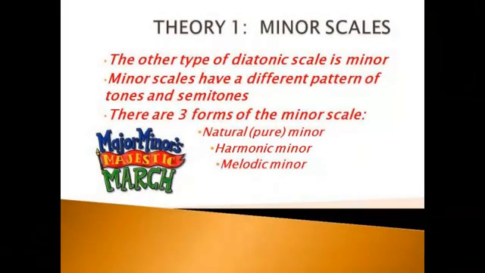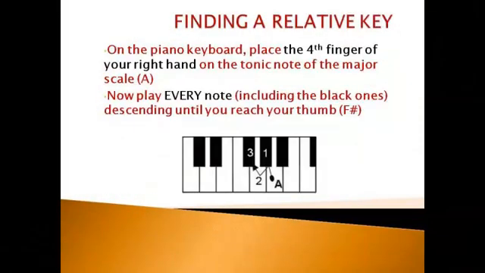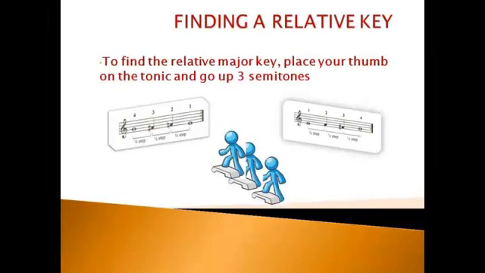Just to review, minor scales are formed by going down three semitones and three note names from their major relative. Remember, we're always going down to find the minor. The other way we talked about last time was putting finger 4 of your right hand on the relative major and then going down till you run out of fingers. If you're in a minor key and you have to find the relative major, you put your thumb on the minor tonic and then go up 4 fingers, which is the same as 3 semitones or 3 note names.